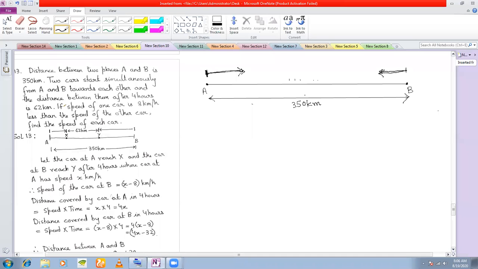Okay, and the distance between them after 4 hours is 62 kilometers. Distance between the cars after 4 hours. Now what happens? Suppose after 4 hours, this car that is starting from A reaches this point. Say this point is X after 4 hours. And the car at B that is starting from here, suppose it reaches here. Suppose after 4 hours, the car from A reaches X, and after 4 hours, the car from B reaches Y. They are starting together, so both are reaching X and Y respectively after 4 hours. Fine.